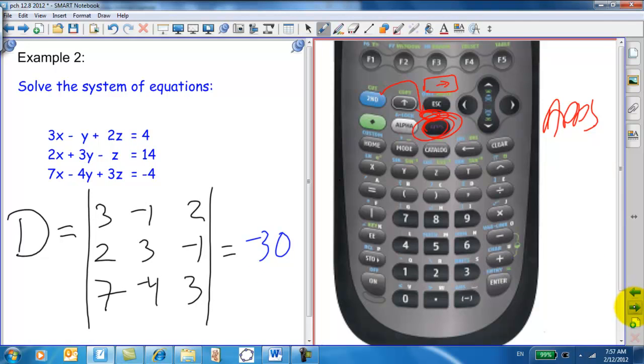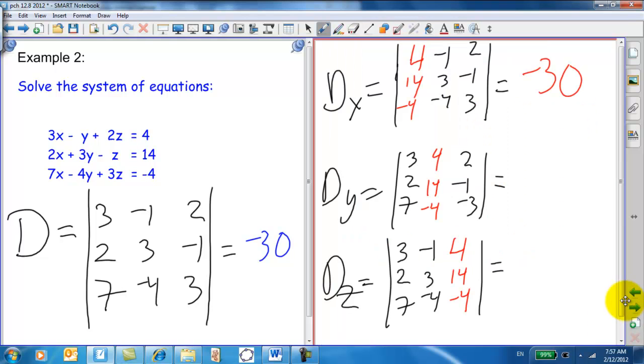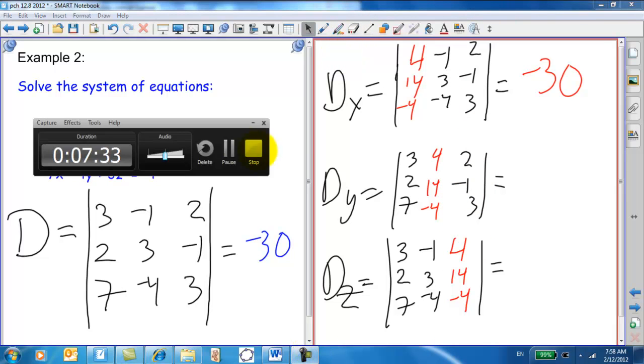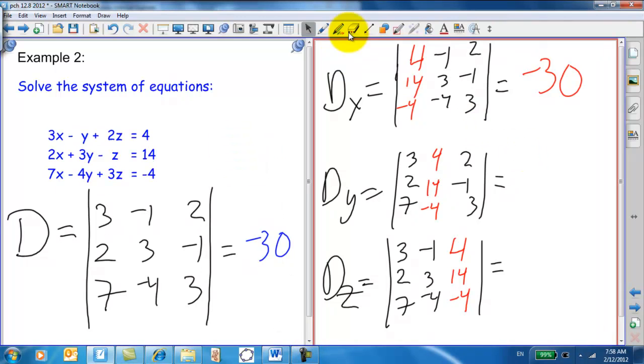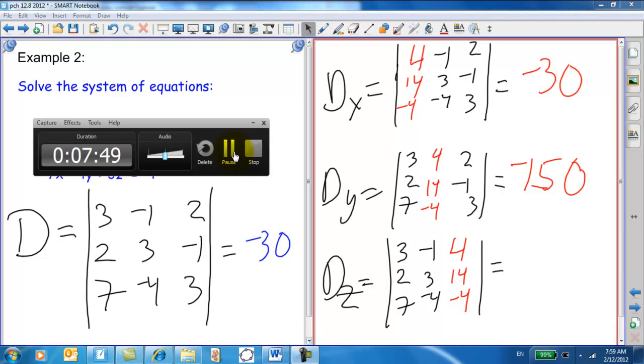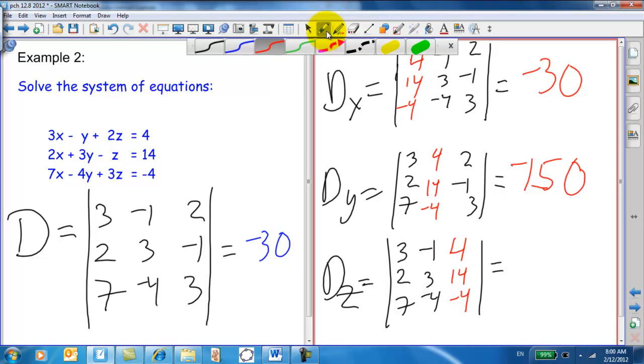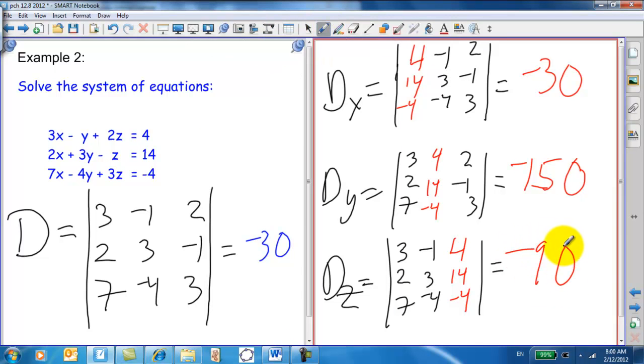Oh, we were in the middle of it. I had pinned that page down. We're in the middle of this example. Okay, let's continue and get these in. Sorry, this got transcribed wrong. That is an actual positive 3 there. Okay, continue. And I get negative 150 for D sub y. Now make sure you're not just changing this column, but remember if you change the matrix, you've got to reset those things again. And let's get our D sub z. And we end up with negative 90 for D sub z.